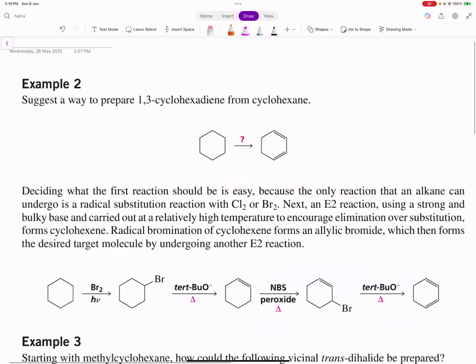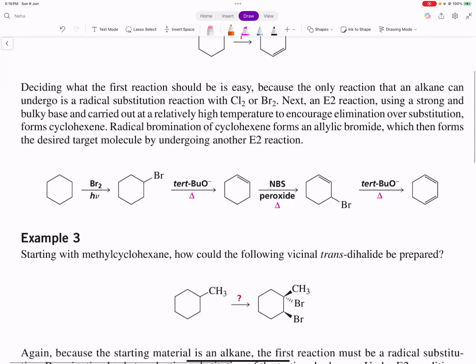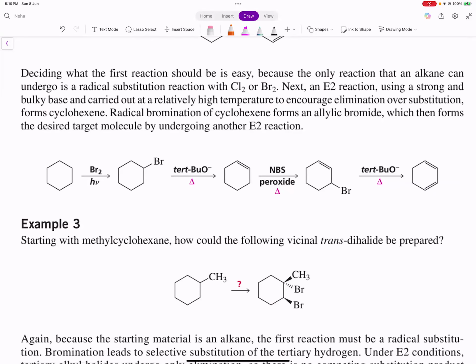Now, suggest a way to prepare 1,3-cyclohexadiene. So alkanes have only one reaction, bromination. Why did I say bromination? We can also do chlorination, but bromination is what is predictable, right? 1600 to 82 to 1, a high degree of selectivity is there, right? So if I simply brominate it, and in the second step I use tertiary butoxide ion, I get an alkene. Then I use NBS and peroxide, then I put bromine at the allylic position, and I again eliminate it. See, 2 eliminations, and we are done.